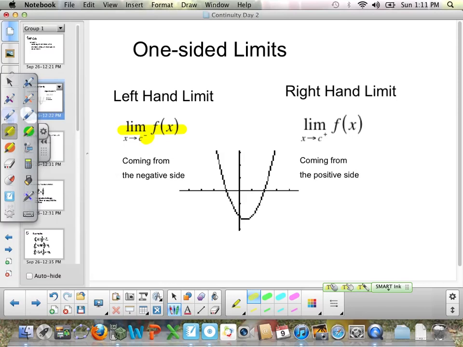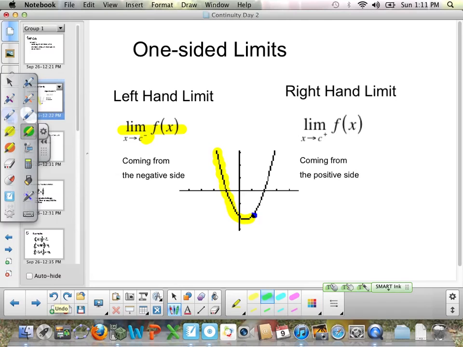What that looks like, if I'm looking to find the limit of this parabola at this point, and I'm looking for just the left-sided limit, I'm going to take from the left side of the graph and come and get closer and closer to it. So right there, that's the left-hand limit.